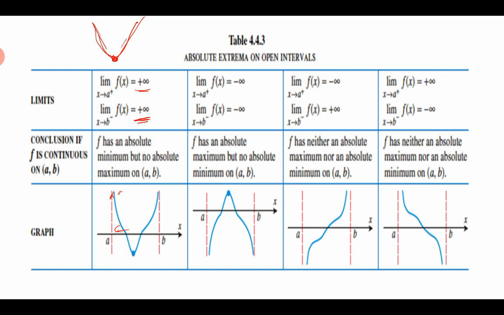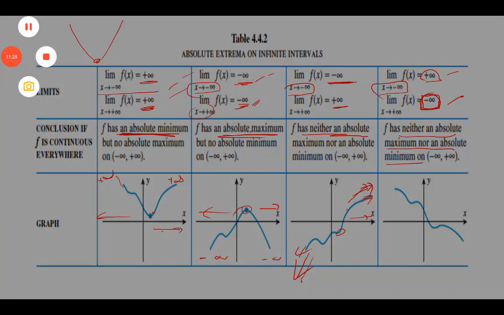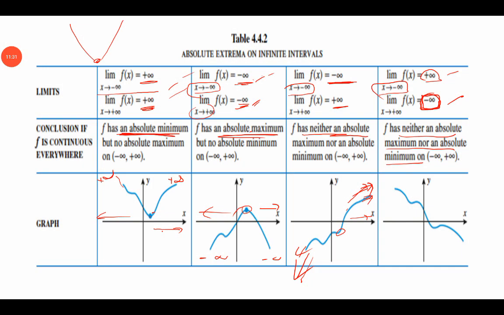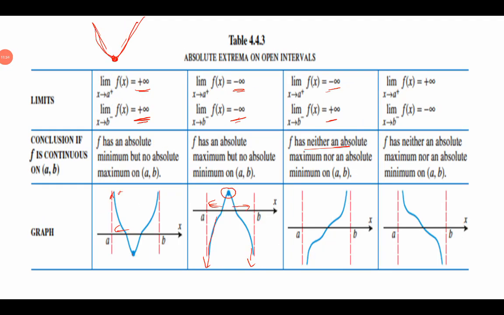Fine. In this case both the signs are the same, negative infinity, so the function is going downwards in both directions. When x approaches a from one side and x approaches b from the other side, you get a maximum value. When they are in opposite directions, there is neither an absolute minimum nor an absolute maximum. The same for this case as well. Check yourself.